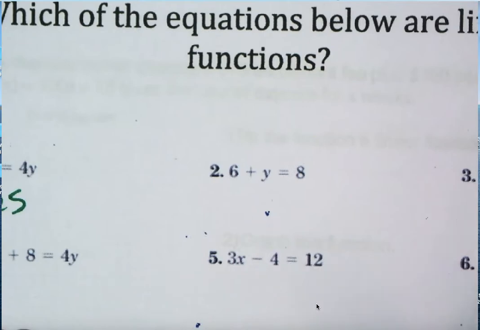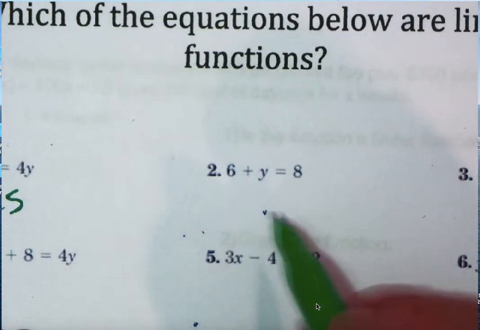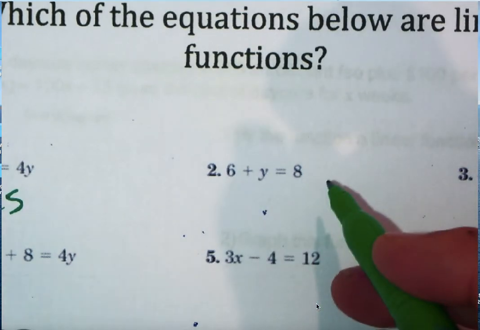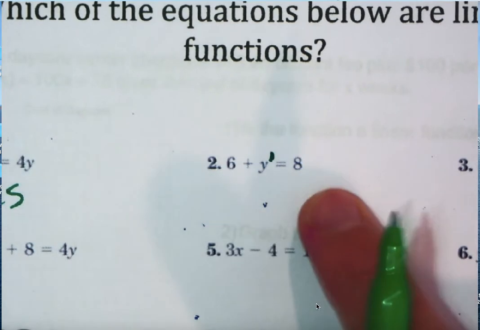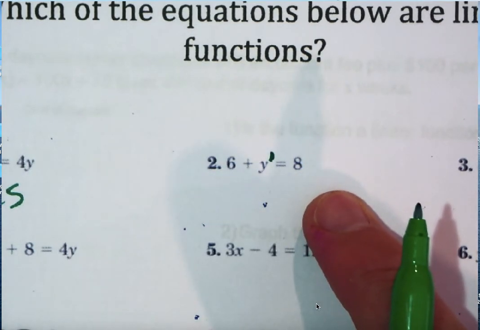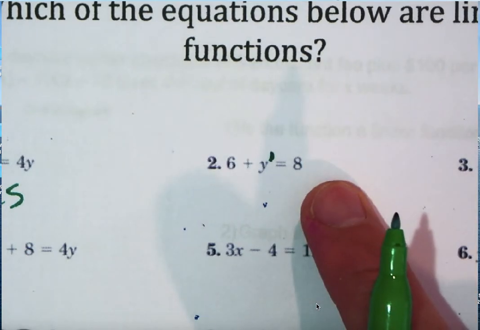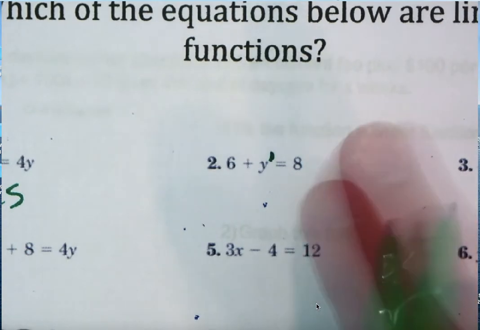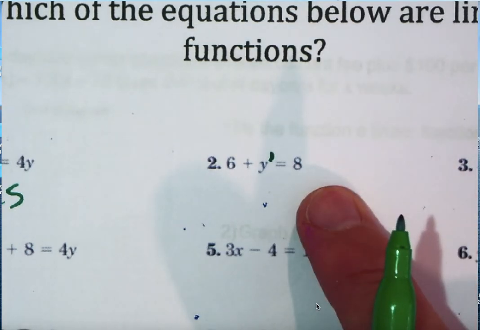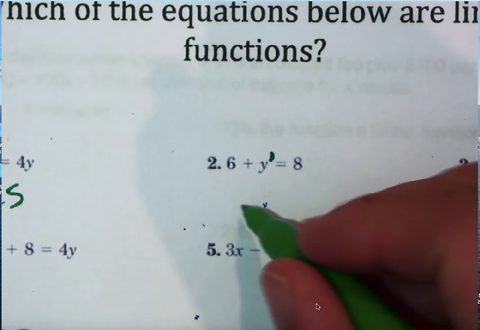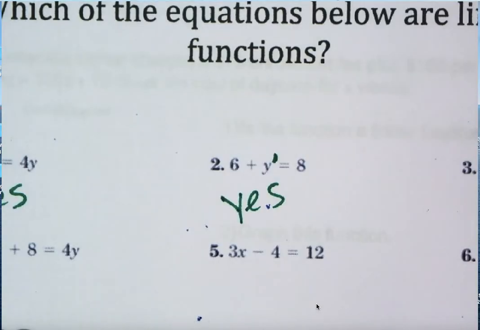Let's take number 2. Do x and y have exponents of 1? We don't have an x, but we do have a y, so that's okay. X and y are not being multiplied together, which is true, and x is not in the denominator, nor is y. They're not in exponents, and they are not in a radical, so yes, it is linear.